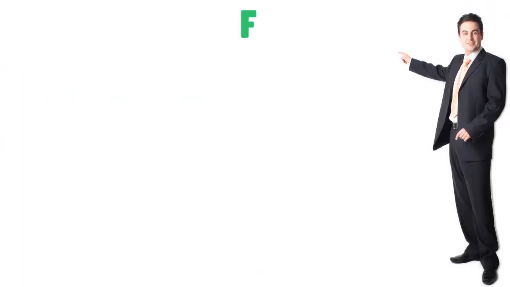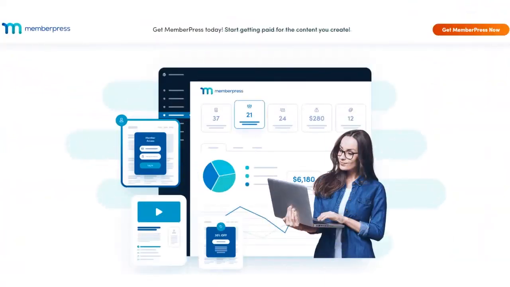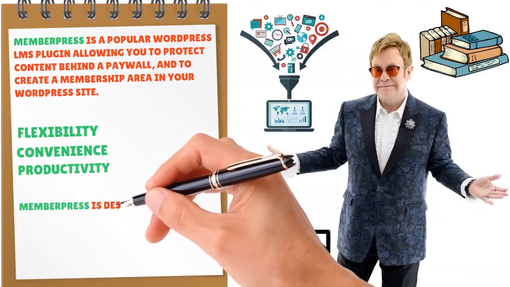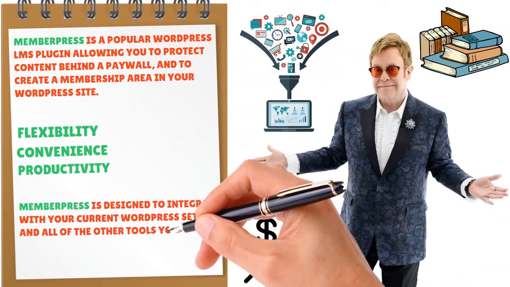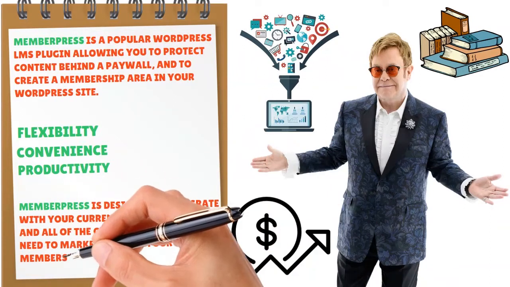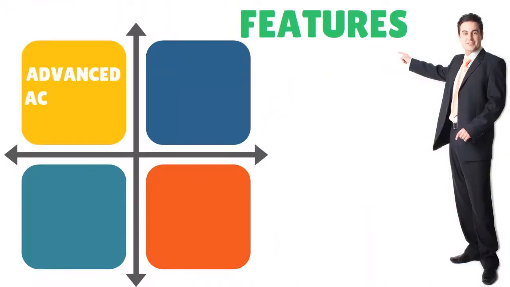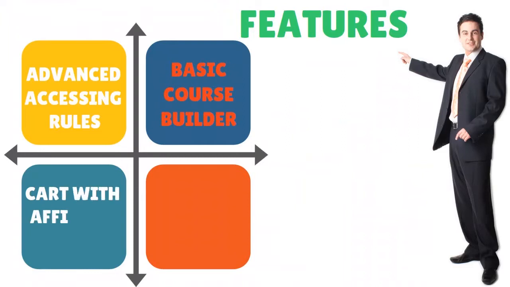I want to talk to you quickly about the features. What can you do with MemberPress? MemberPress is just a fantastic plugin, but what can you really do with it? Now, MemberPress was originally designed to integrate with your current WordPress setup and all of the other tools that you may need to market and sell your membership. So you have advanced access rules, a basic course builder, and a cart with affiliates. This is only available on the pro plan. It's important to look at the pricing tier here, and you are able to have drip content.